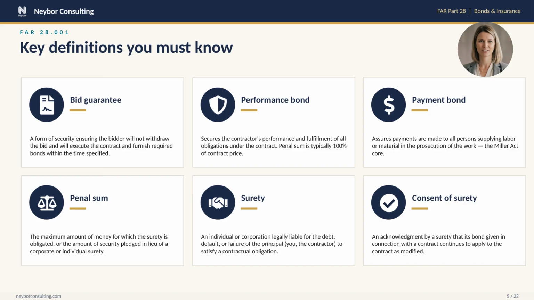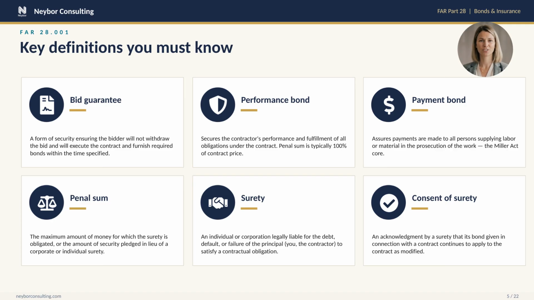These 6 definitions, drawn straight from FAR 28.001, are the vocabulary you will use for the rest of this presentation and for the rest of your federal contracting career. Take a moment with them. A bid guarantee is the security that says, if I am chosen, I will sign and bond up. Withdraw your bid or fail to bond up, and the surety pays the difference between your bid and the next acceptable bid, up to the penal sum.